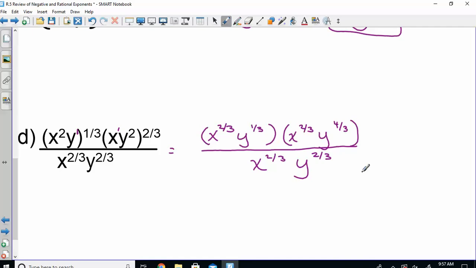Okay. Next, on the top, if I have multiple x's being multiplied together, how do I combine those? Add the exponents. So for my x's, I have x to the 2/3 times x to the 2/3. So 2/3 plus 2/3, 4/3. For my y, 1/3 plus 4/3, 5/3.